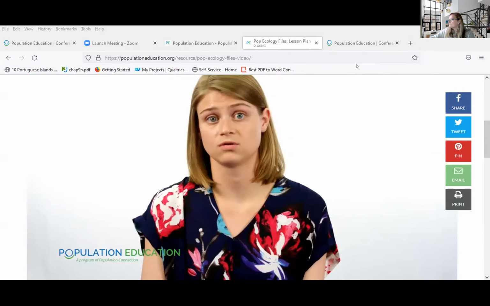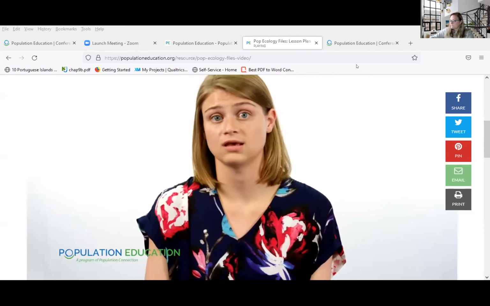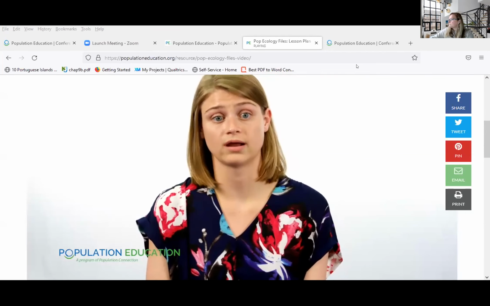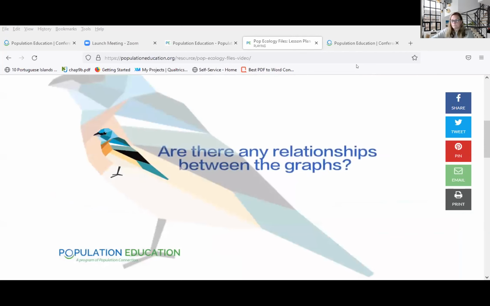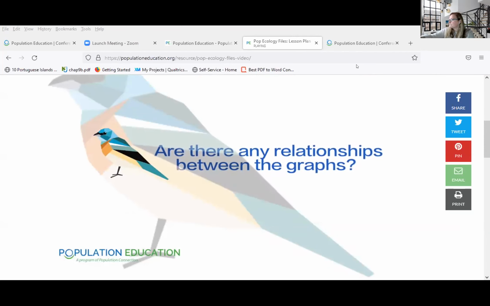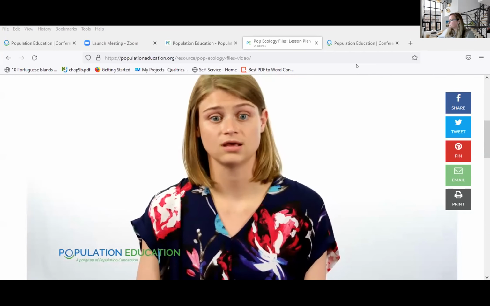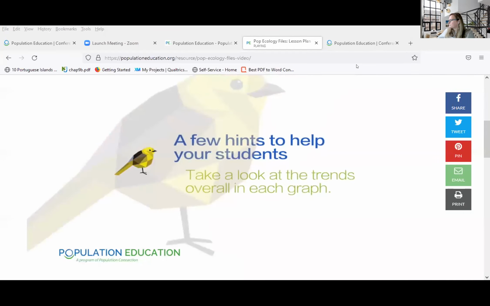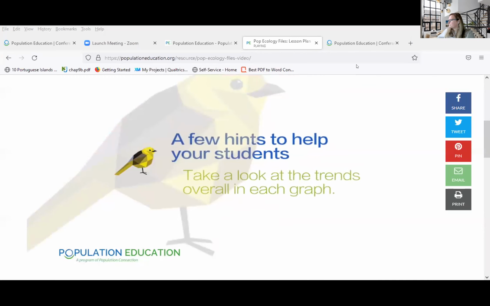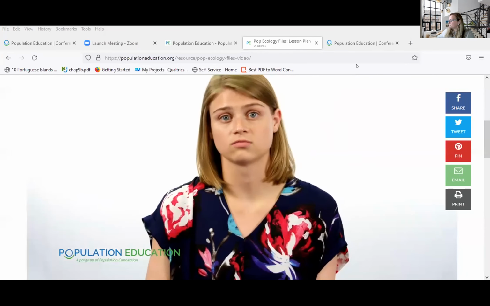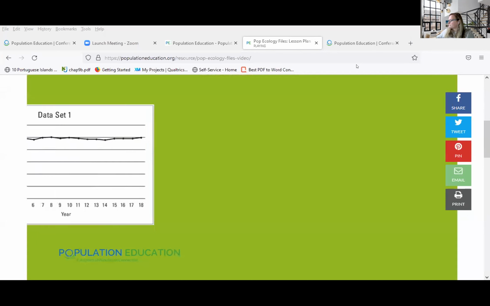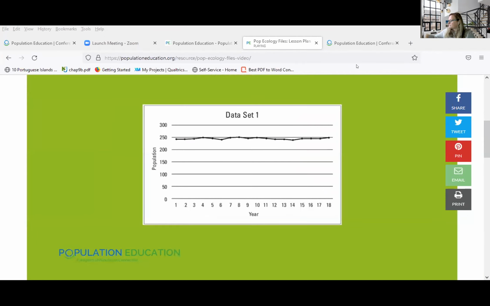For example, in some cases, we're looking at millions, whereas in other cases, we might only be looking at 10 or 20. Think about if there are any relationships between any of these graphs, and if there then might be relationships between some of the species involved. And finally, students should be looking at the trends overall in each graph, as well as patterns of growth and decline over time. So let's take a look at graph number 1.